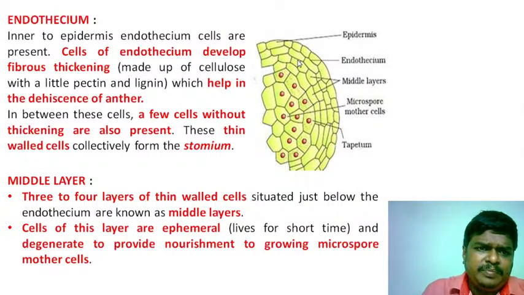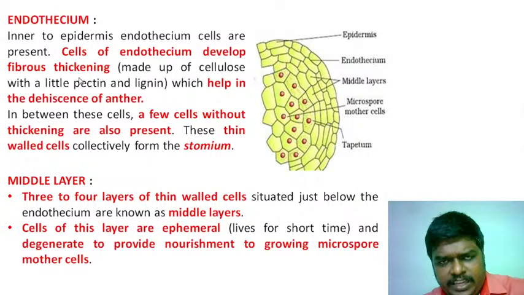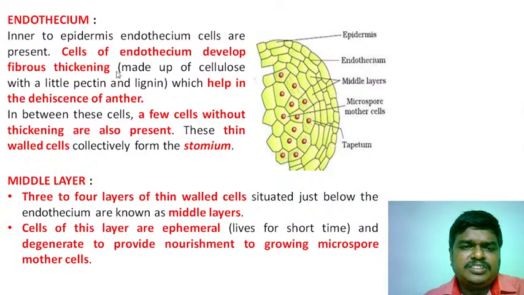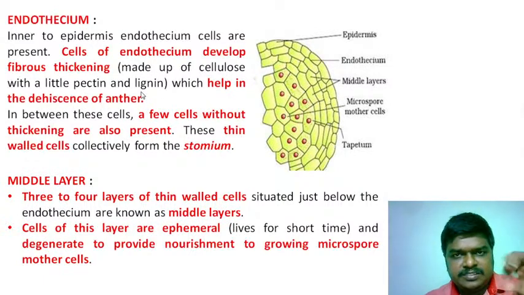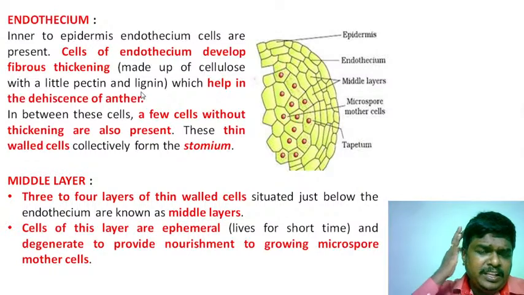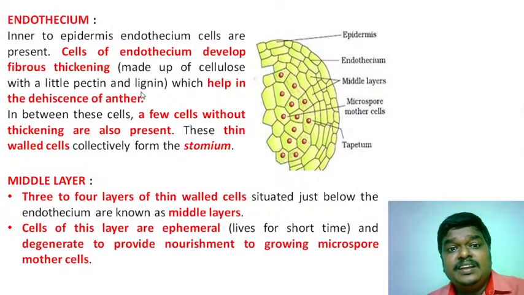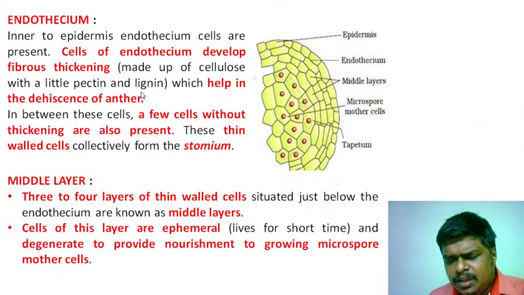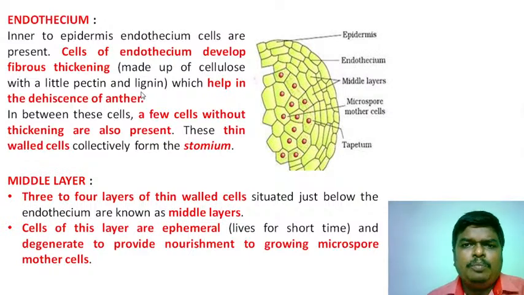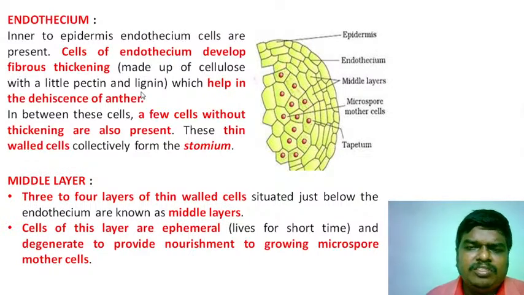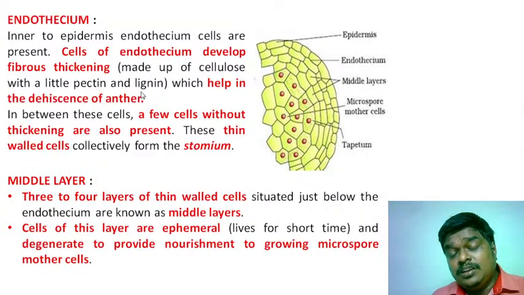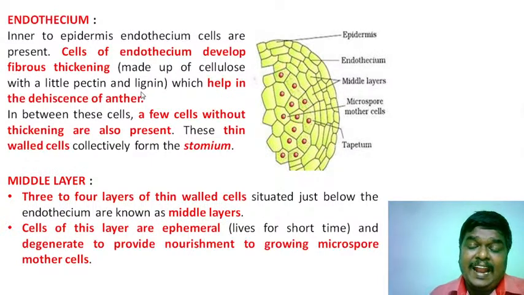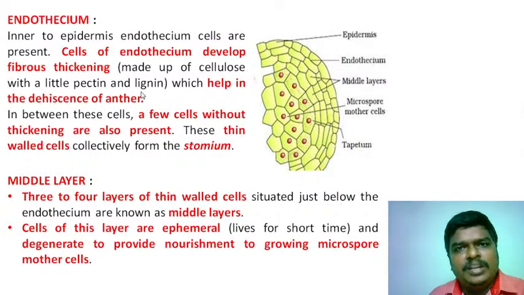And this endothecium forms a fibrous thickening, because endothecium cells are made up of cellulose, pectin, and lignin. Three substances: cellulose, pectin, and lignin. So mainly the endothecium helps in dehiscence of anther. What is dehiscence of anther? The whole development of pollen grains takes place within the anther. Once the pollen grains are matured, the anther will split open.